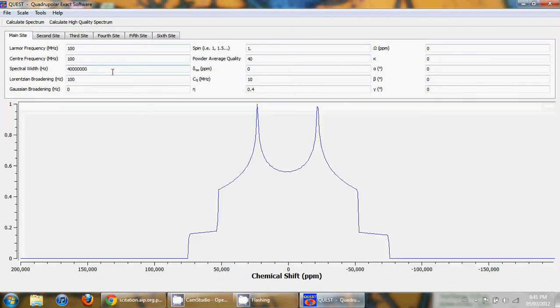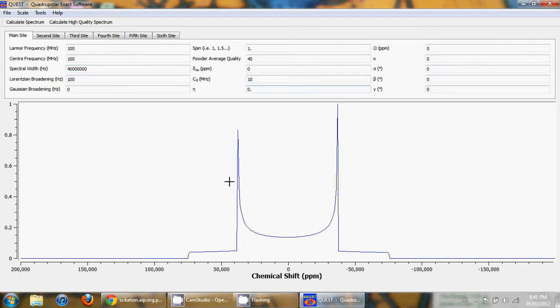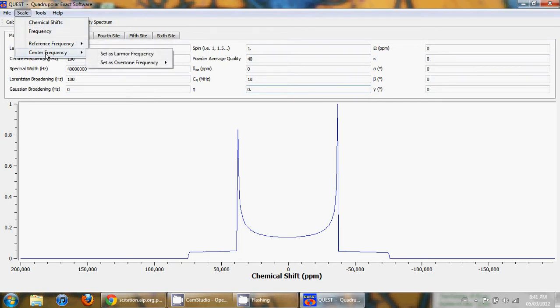So for example, it's well known that spin 1 nuclei are highly affected by the first order quadrupolar interaction, which broadens the lines pretty severely. Although any symmetric transition is not affected by the first order quadrupolar interaction, so we can actually observe the first overtone transition for nitrogen-14, for example, and this one will be free of the first order quadrupolar broadening. So if you go to the center frequency and then set overtone frequency and the first overtone, there's only one overtone frequency for spin 1.